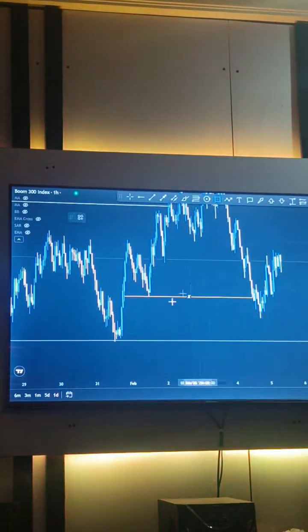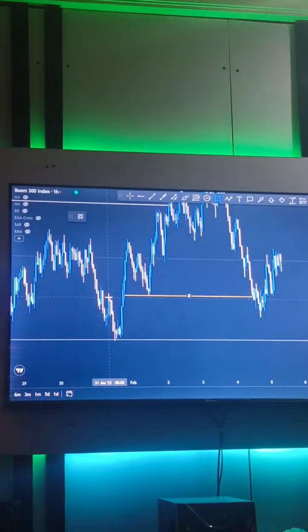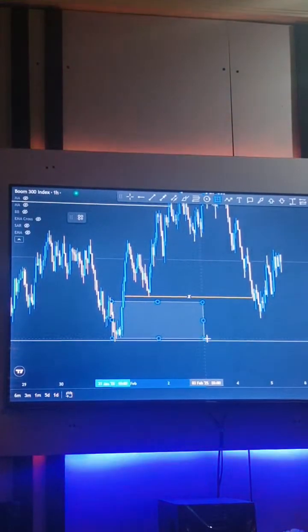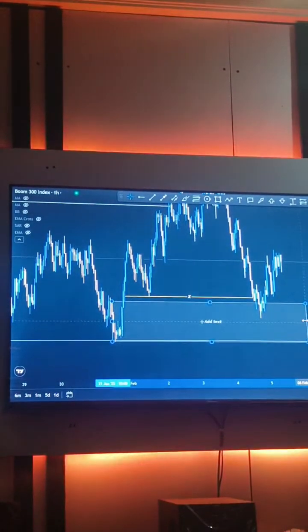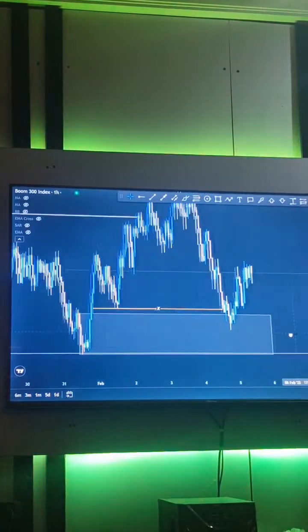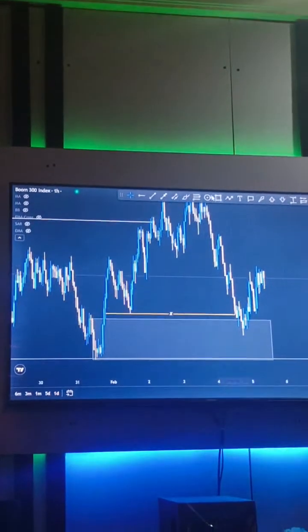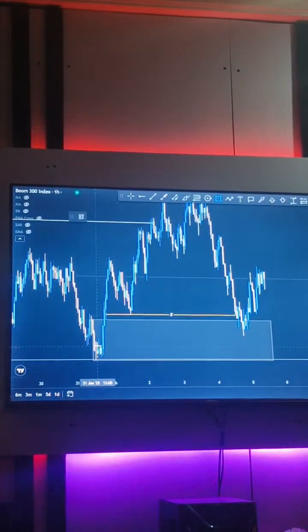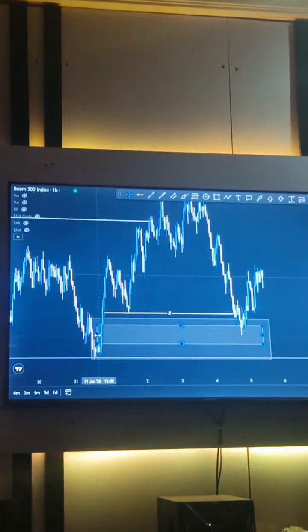Let me mark out the other flow. This is the other flow. This is my 1 hour order flow right here. Are you seeing the 1 hour order flow? Then I'm marking out my fair value gap, which the market respected.